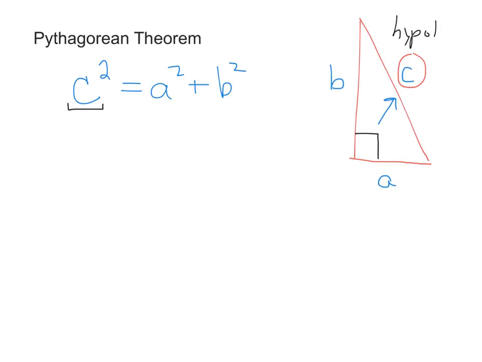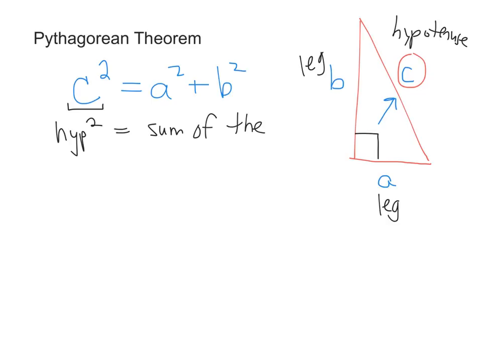You must identify the hypotenuse first, and then a and b, the non-hypotenuse sides of a right triangle, are known as legs. So that's a leg and that's a leg. The Pythagorean theorem, in words, says that the hypotenuse squared is equal to the sum of the squares of the legs.